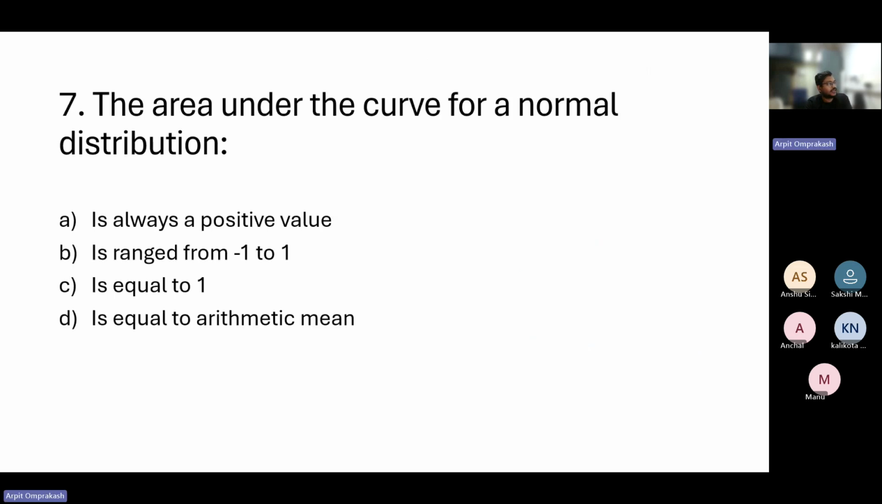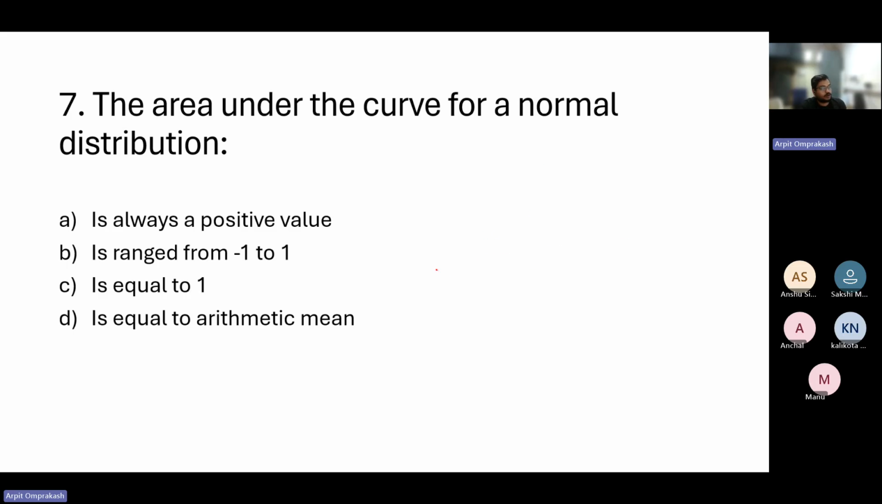Okay. So the area under the curve for a normal distribution: A is always a positive value. B ranges from -1 to 1. C is equal to 1. And D is equal to the arithmetic mean. Right.